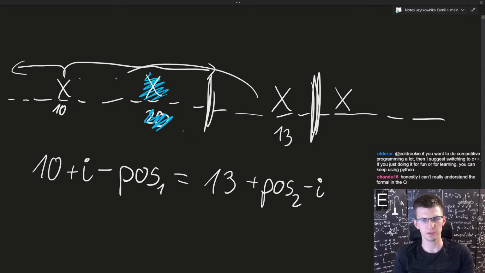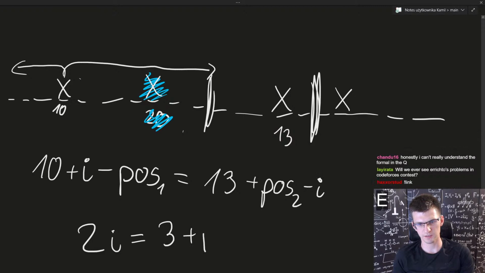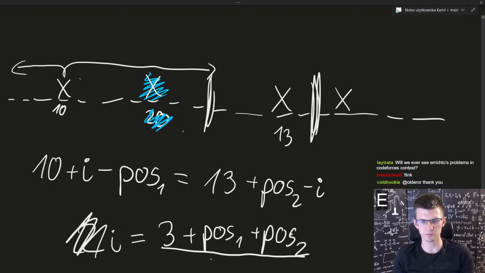For every I in between, this is the formula for this left air conditioner, what temperature will be set by this air conditioner. For the right guy, 13 plus the distance, so position of 13 minus I, that will be it. And from this you will get what I is, maybe first 2I is, I moved I to the left, 13 plus position 1 plus position 2. So I equal to this divided by 2, which might be non-integer.